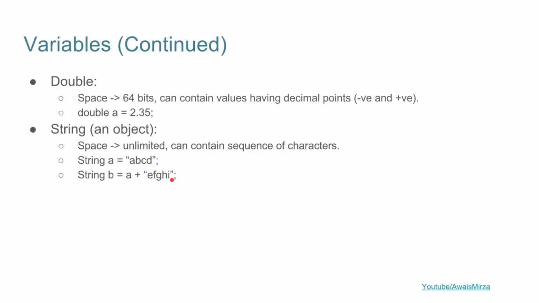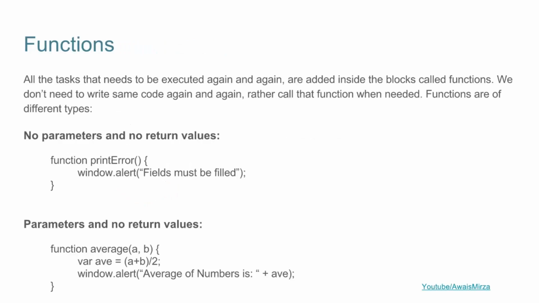All right, so this is how we can store different values, multiple characters in any variable. Now let's talk about functions. All the tasks that need to be executed again and again are added inside blocks called functions. We don't need to write the same code again and again, rather call that function when needed. Functions are of different types.